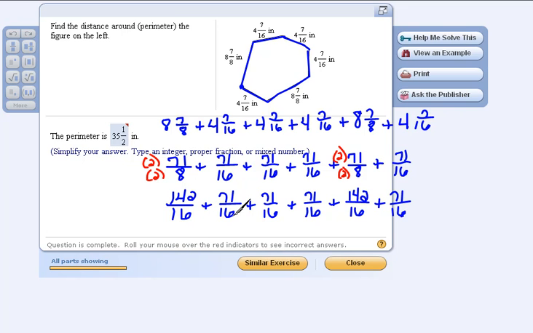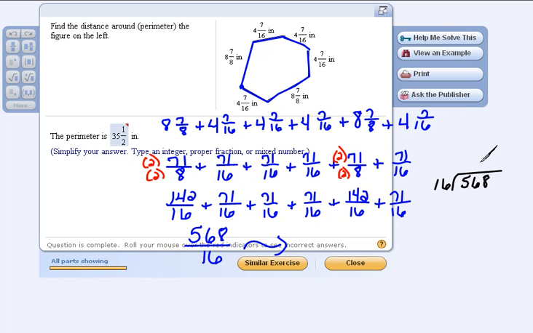Now, since we have everything over 16, we can just add our numerators. Because I'm going to run out of time, I'm just going to do that real quickly. When we add all of these numerators together, we end up with 568 over 16. Now this is an improper fraction, and we don't want to leave it this way. So we're going to have to go through and do the division, 568 divided by 16.